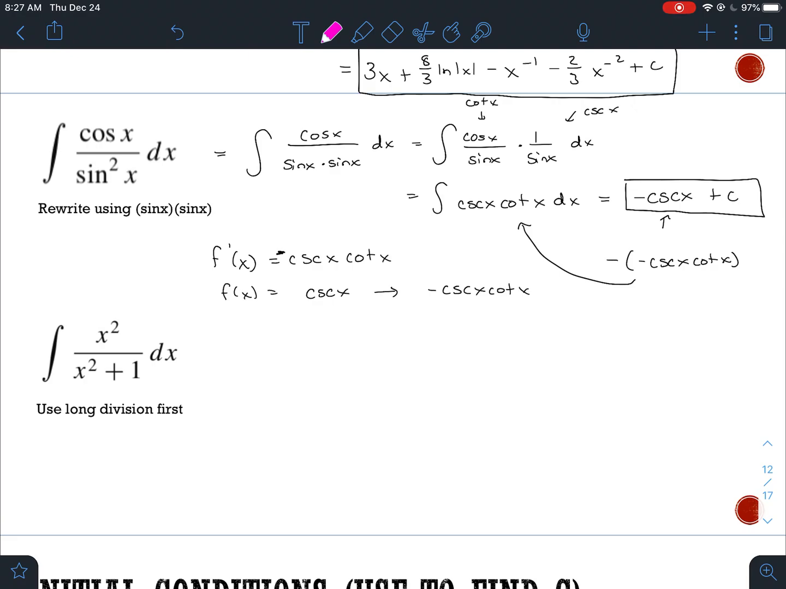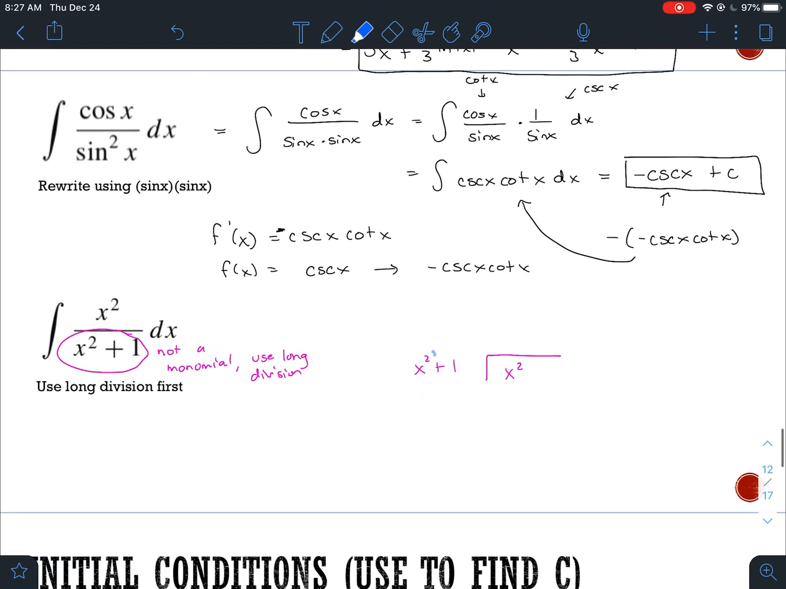All right. Another thing that you might end up having to do is long division. If I have x squared divided by x squared plus 1, notice this is not a monomial, so I'm not going to split it up into two fractions. Instead, I have to use long division. If the denominator is not a monomial, you might have to use long division in order to figure out this integral. Long division says you take the numerator divided by the denominator.